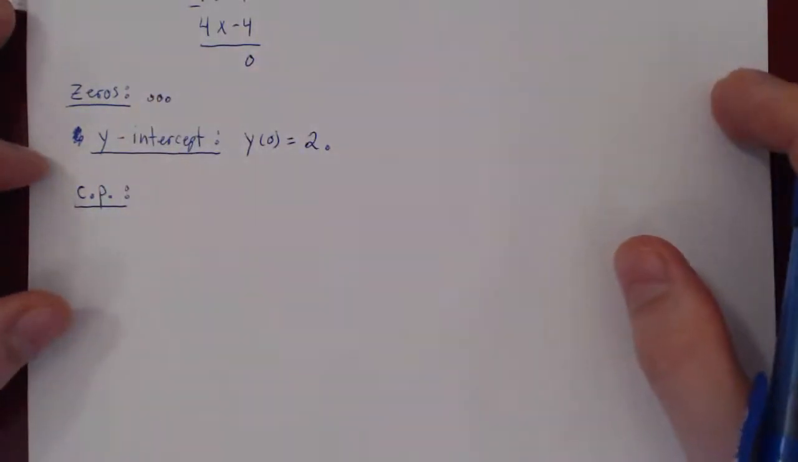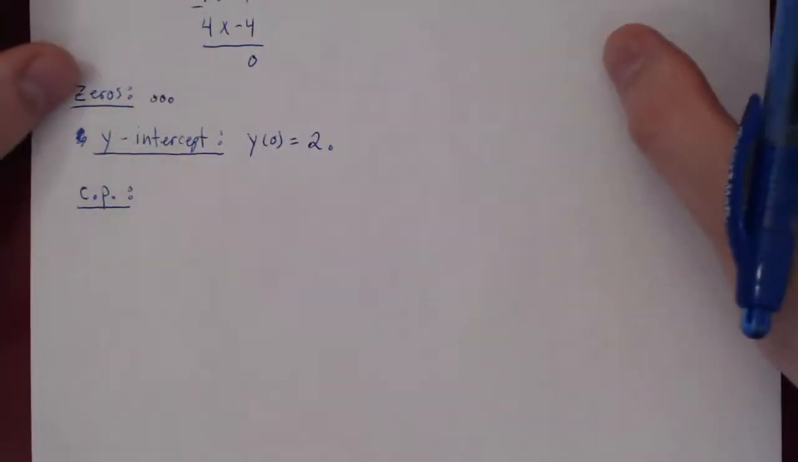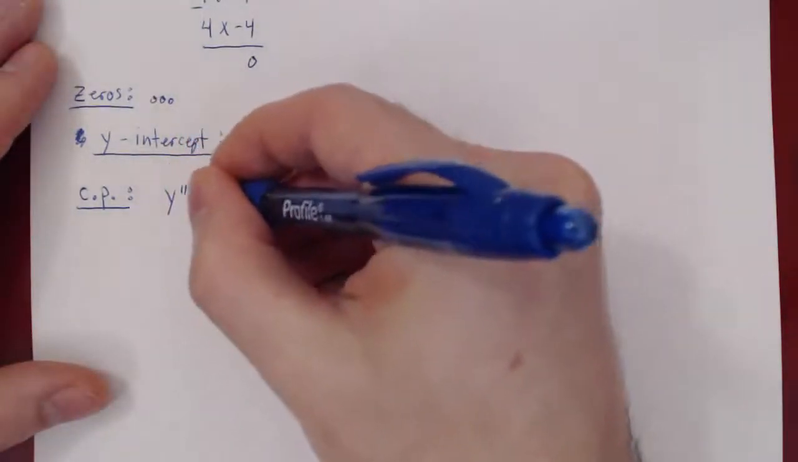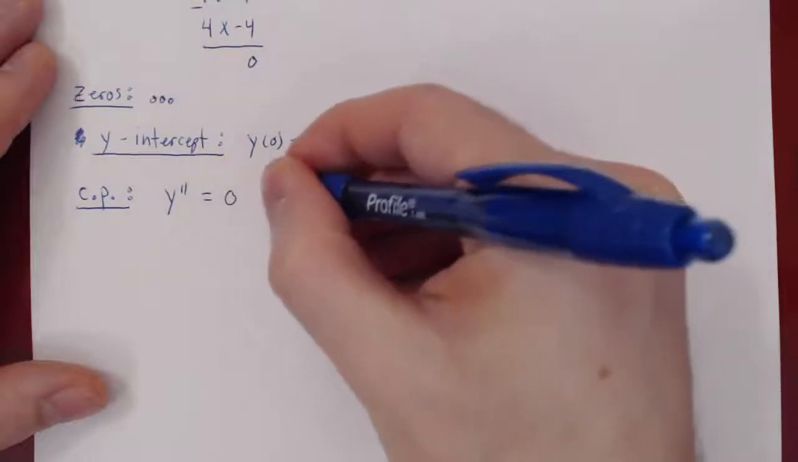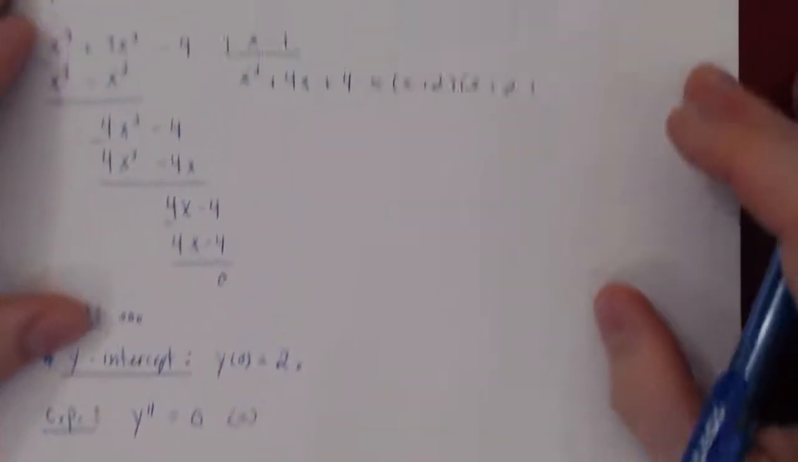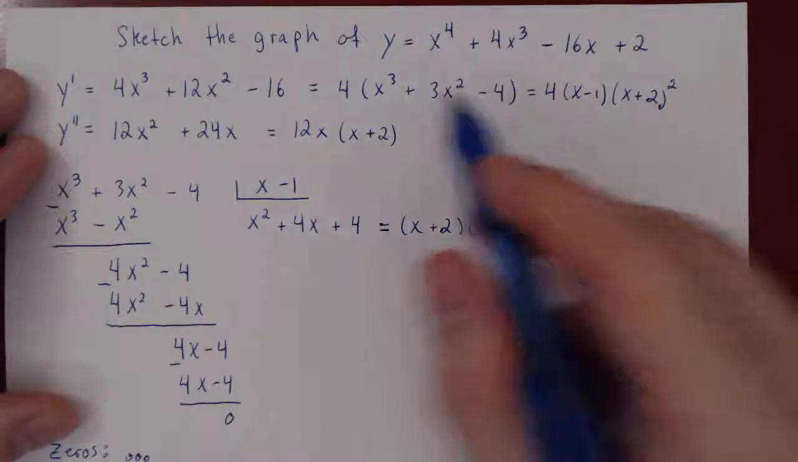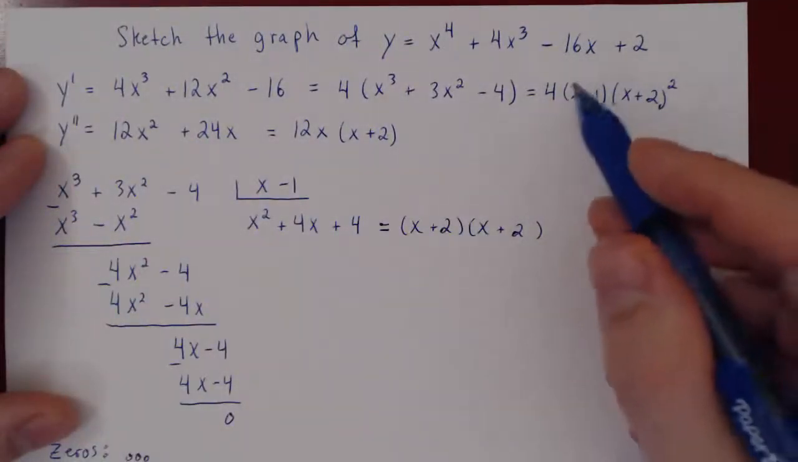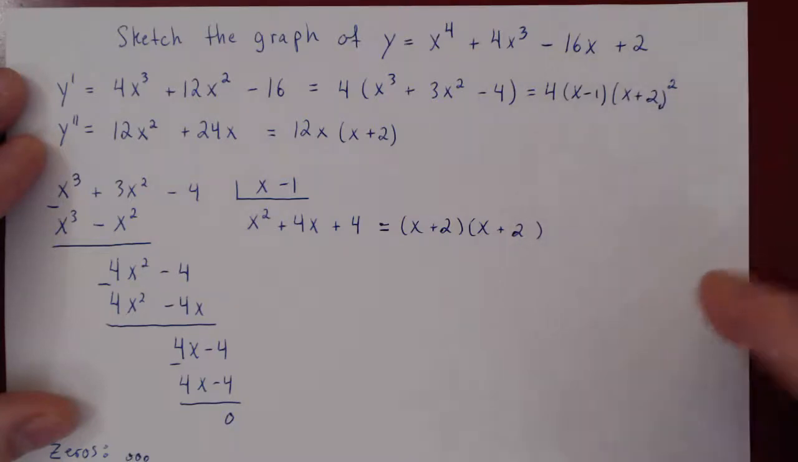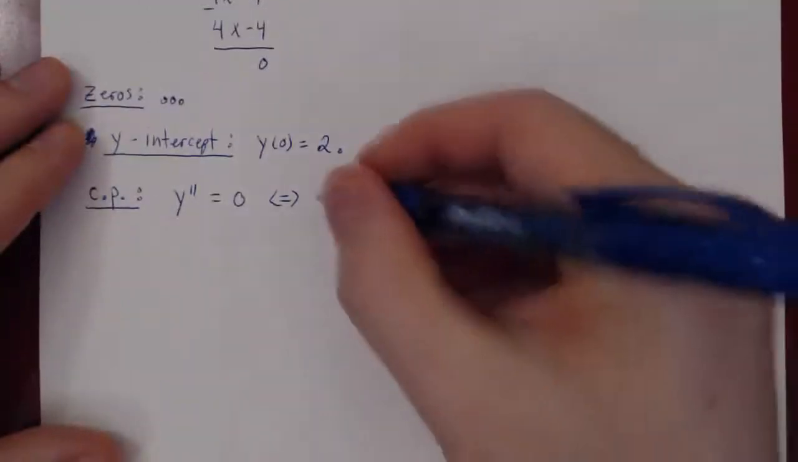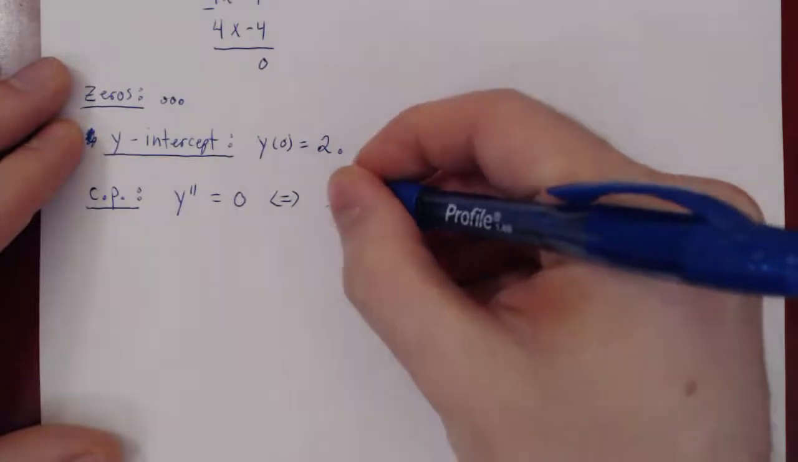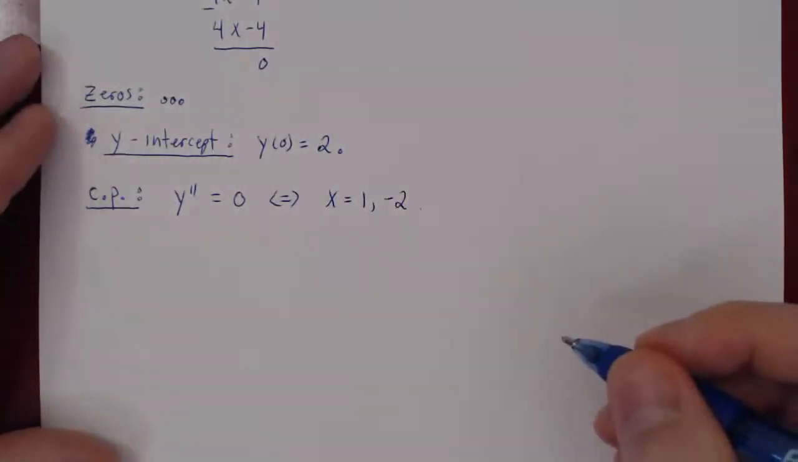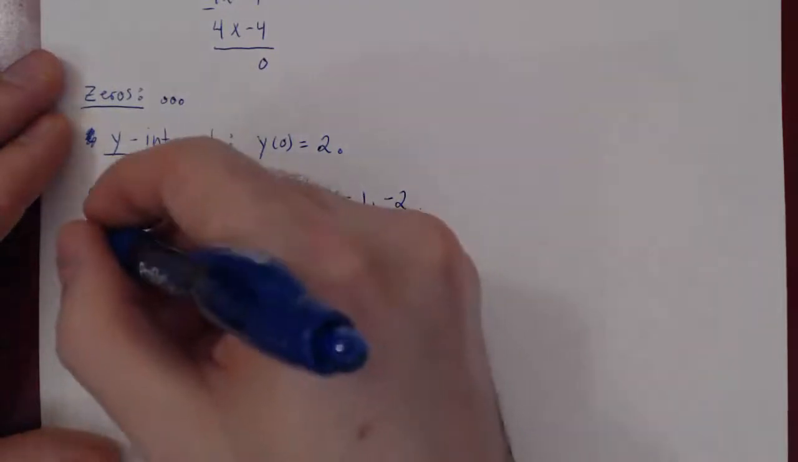Since the derivative is a polynomial, it never is undefined. So the critical points are values for which the first derivative is equal to 0, in this case. This will be easy to find since we have factored our first derivative. Y prime equals this. And this can only be 0 if x is equal to 1 or x is equal to negative 2. So we only have two critical points: x equals 1 or negative 2. What about possible inflection points?